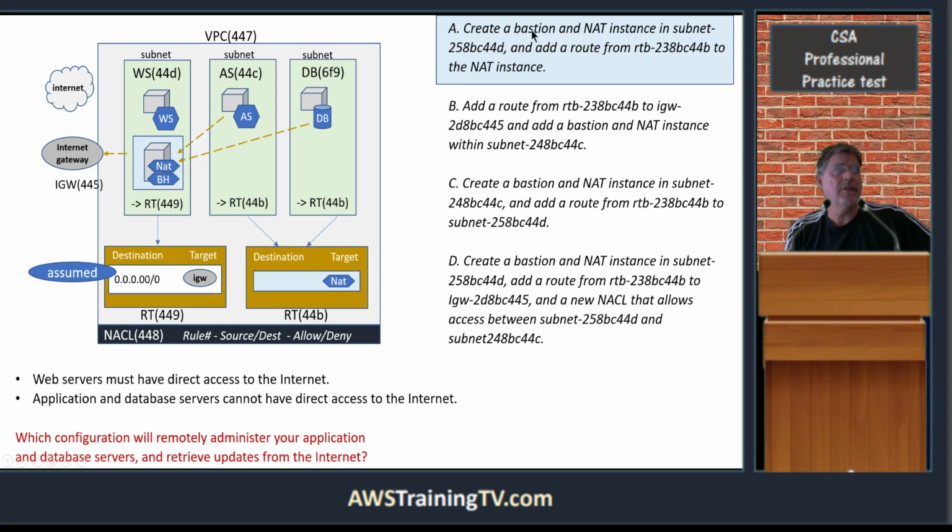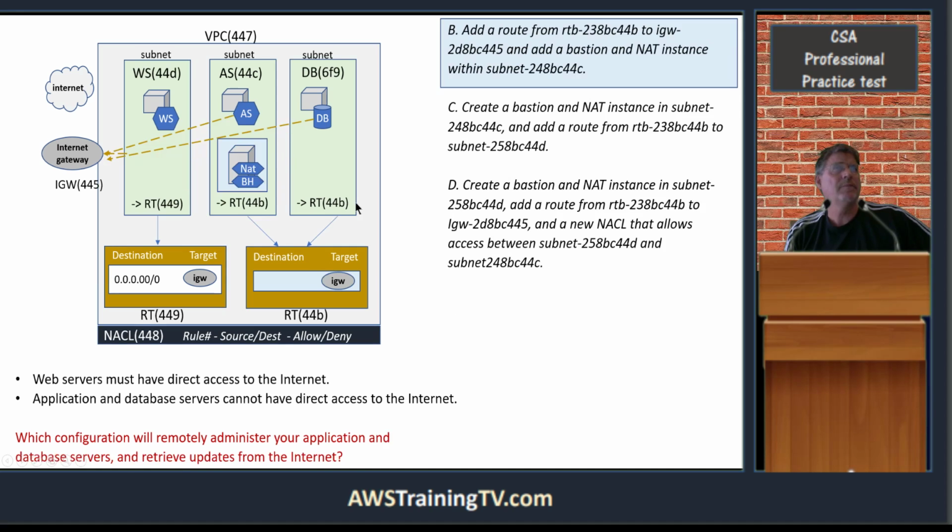So this first example here says create a bastion host and a NAT instance and subnet here, which is good, and add a route to 44B right here, which is to the NAT host from this 44C. So we have these two subnets, each one of them using this route table, 44B, okay? And in that route table, we're going to have a route which goes to that NAT host. And that is a pretty good situation. I don't see anything majorly wrong with that. Let's look at the next one.